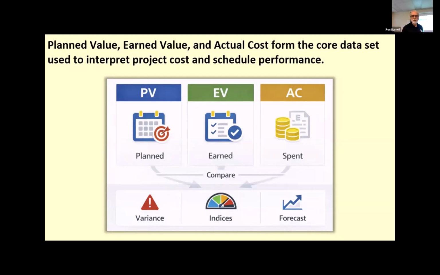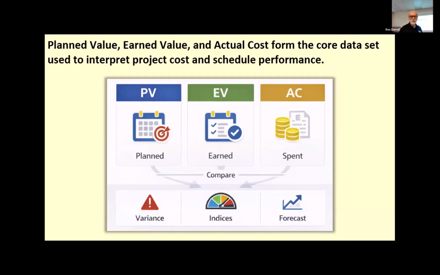The key idea is that these three measures should be understood conceptually before the formulas make sense. If we know what each one represents, then the later calculations become interpretations of project reality rather than just arithmetic. The plan value tells us where the project should be. Earned value tells us what's been accomplished, and actual cost tells us what's been spent. So the key message of this slide is that PV, EV, and AC are the core data set for earned value analysis.